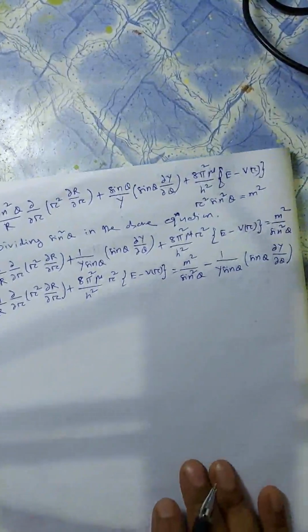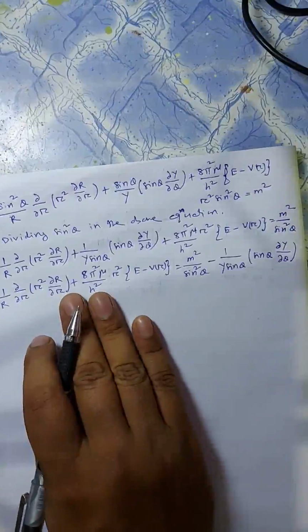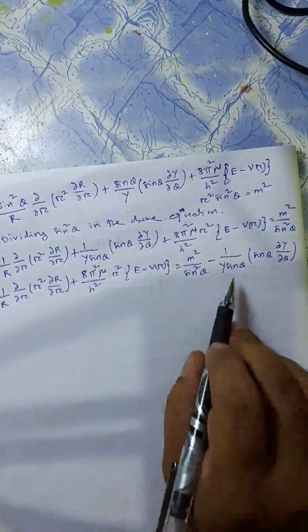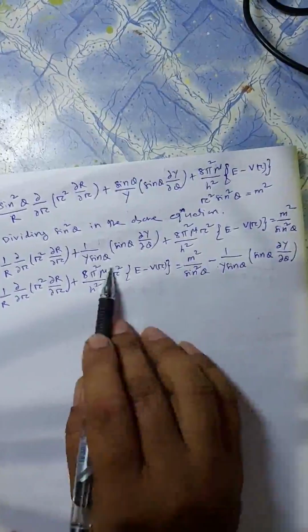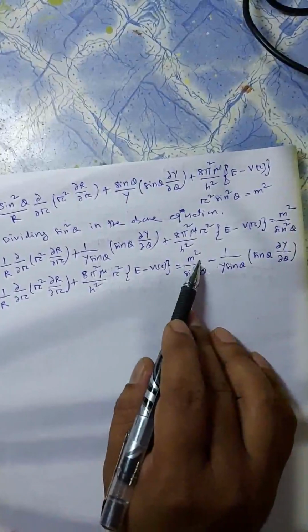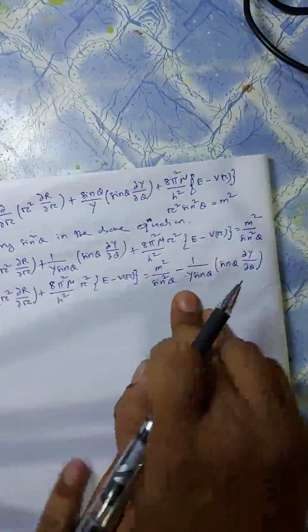Here you see, the left hand side is a function of r and the right hand side is a function of theta. So what we get, if the two are equal, then they must equal a constant. Suppose I make these two equal to a constant, beta.